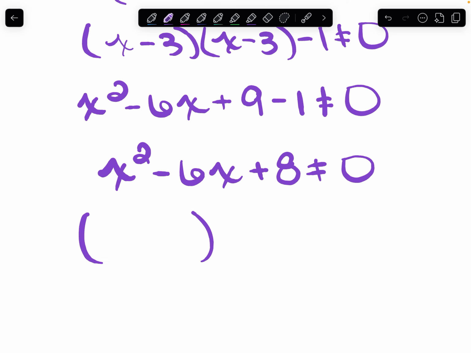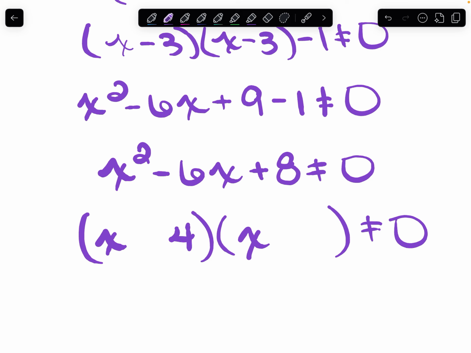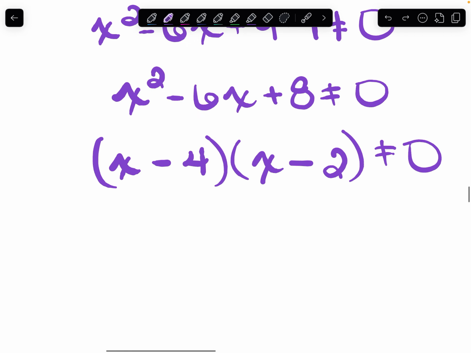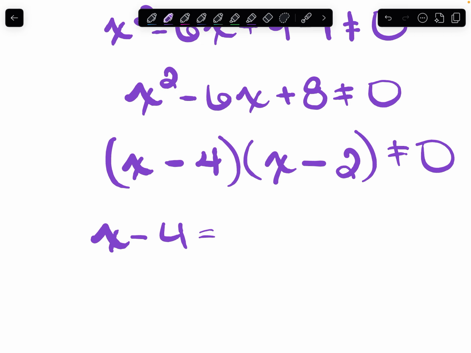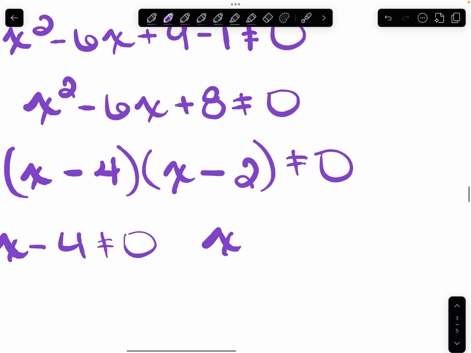So let's try double bubble. All right, so we split the front, x and x. Split the back. I need two numbers that multiply to 8. I'm going to try 4 and 2. If that doesn't work, we also have 8 and 1. And the goal is to add to negative 6. Well, 4 and 2 add to negative 6 if they are both negative, and that works because I needed the positive 8. So then x minus 4 cannot equal 0, and x minus 2 can't be 0.